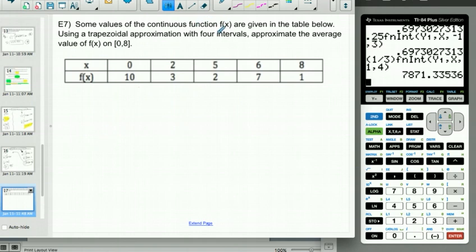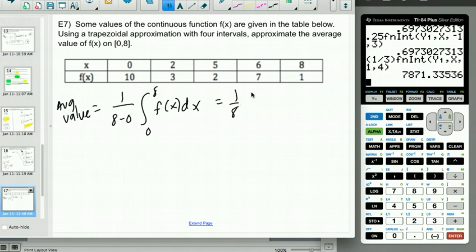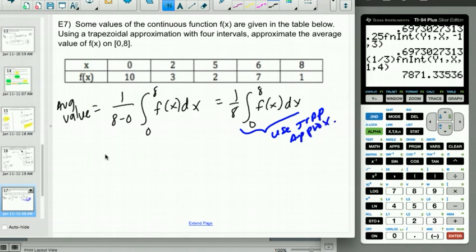Some values of the continuous function f of x are given below. Use the trapezoidal approximation with 4 intervals to approximate the average value of f of x. So we know that the average value of f of x on this window should be 1 over 8 minus 0 times the integral from 0 to 8 of f of x dx. That's what I'm looking for. But then I'm told to use a trapezoidal approximation. So that's the definition of the average value, but now I'm going to say that the average value is approximately 1/8 times a trapezoidal approximation from 0 to 8.